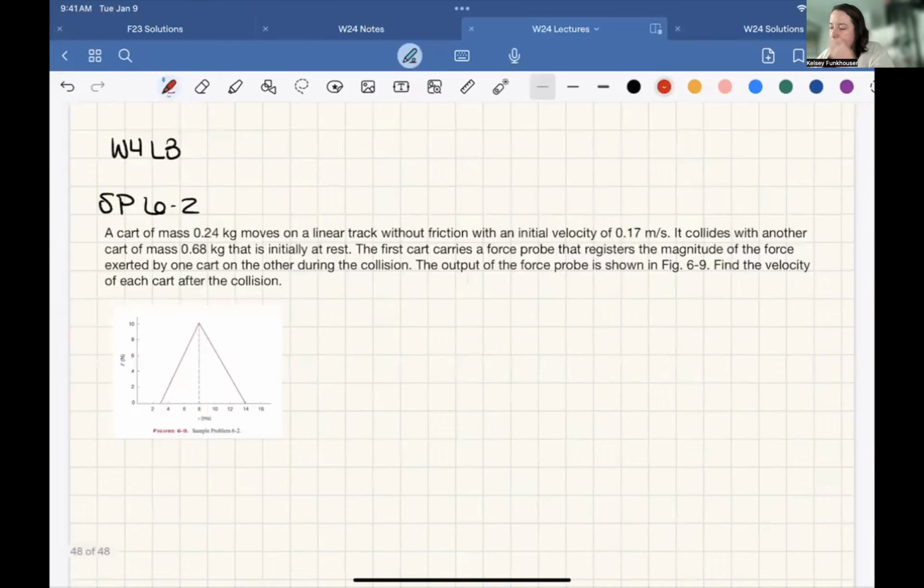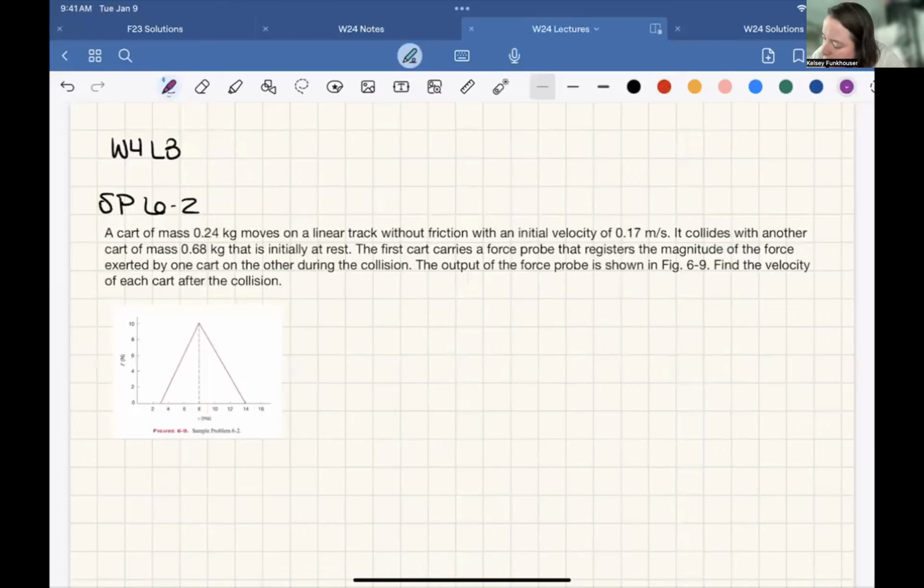Okay, now this example. A cart of mass 0.24 kilograms moves on a linear track without friction with an initial velocity of 0.17 meters per second. It collides with another cart of mass 0.68 kilograms that is initially at rest. The first cart carries a force probe that registers the magnitude of the force exerted by one cart on the other during the collision. The output of the force probe is shown here in this graph, and we want to know the final velocity of each cart.